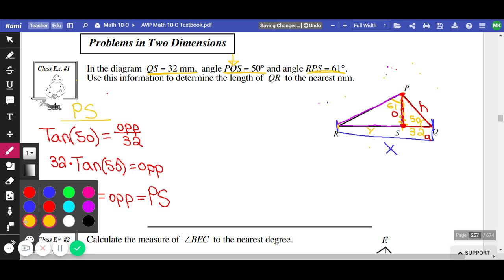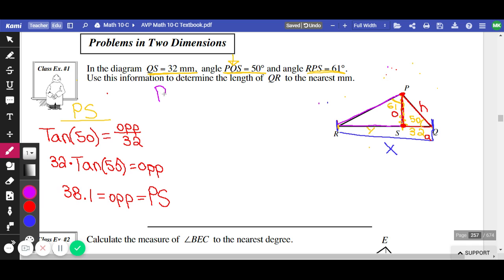Looking at my purple triangle, what that means is I now have an angle and a side length. Now that I have an angle and a side length, I can do Sohcahtoa on the purple triangle, the one on the left over here. Using Sohcahtoa, I can figure out from R to S.